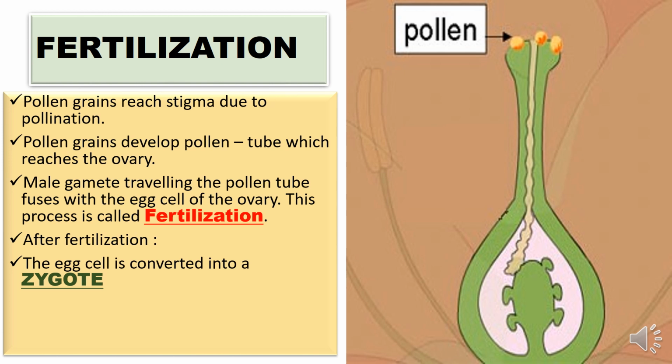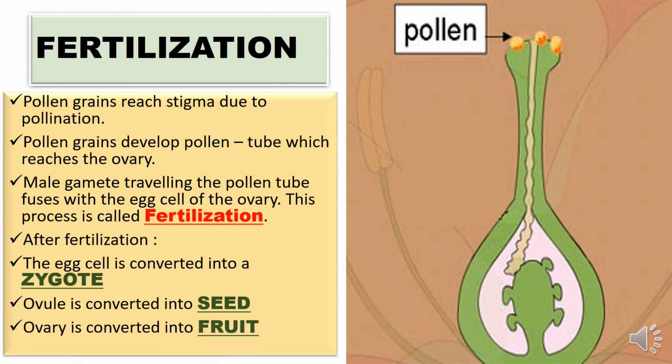The egg cell is converted into the zygote, the ovule is converted into the seed, and the ovary is converted into the fruit. Yes, the fruit that we eat from the plants is the ovary. The seed that we see in the fruits is the ovule, and the beginning of the formation of that particular fruit is called the zygote. The egg cell is converted into zygote, ovule is converted into seed, and ovary is converted into fruit.